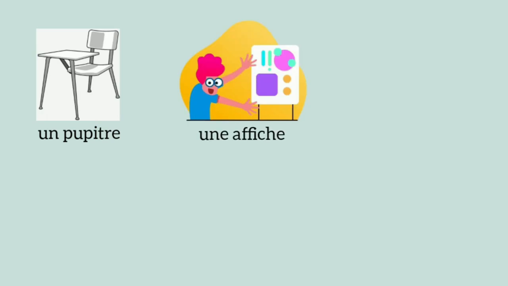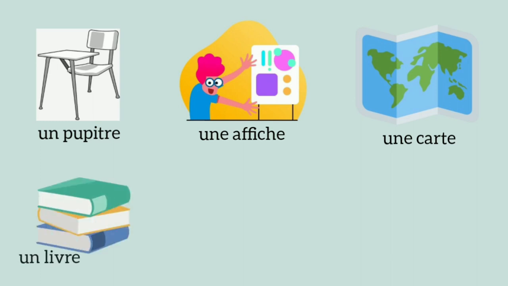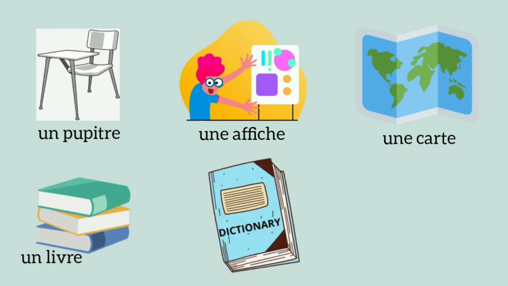So the charts can be called une affiche. Une affiche. Okay, there can also be a map. Map in French is une carte. Une carte. Then the books that we carry to school. A book in French is called un livre. Un livre. And if we are particularly referring to a dictionary.